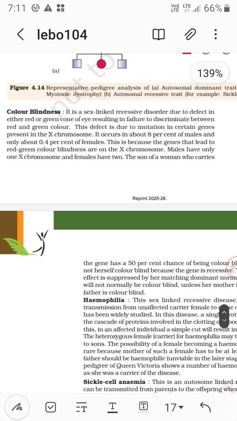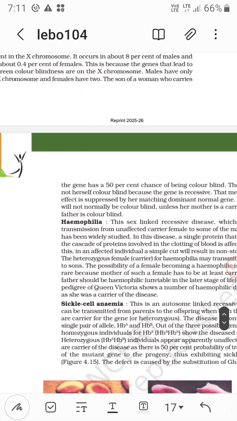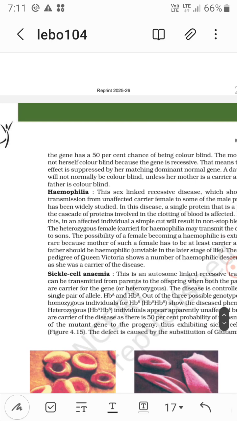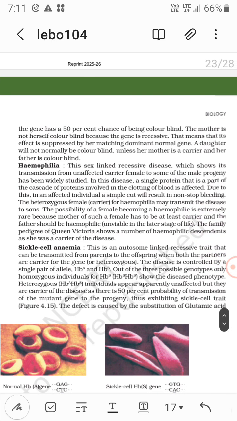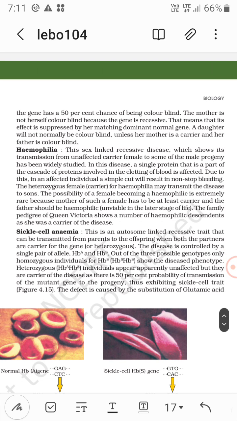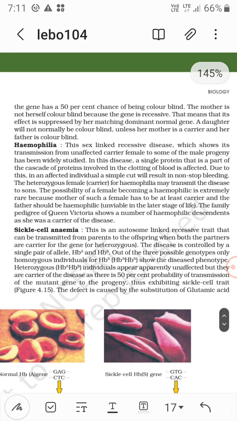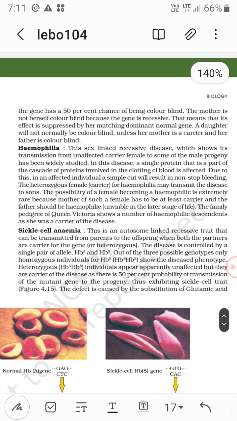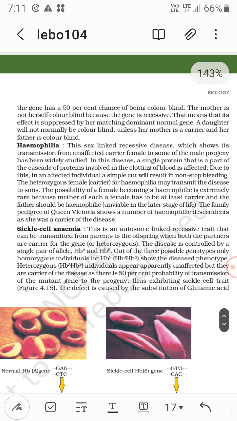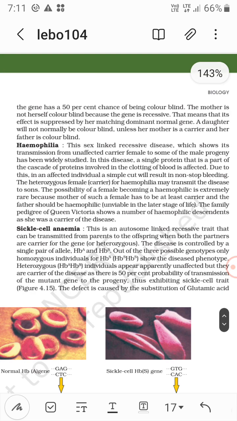We have already studied color blindness, that is a sex-linked recessive disorder. Now another sex-linked recessive disease is hemophilia, which shows transmission from an unaffected carrier female to some of the male progeny and has been widely studied. In this disease, a single protein that is part of the cascade of proteins involved in the clotting of blood is affected. Due to this, in an affected individual, a simple cut will result in non-stop bleeding.